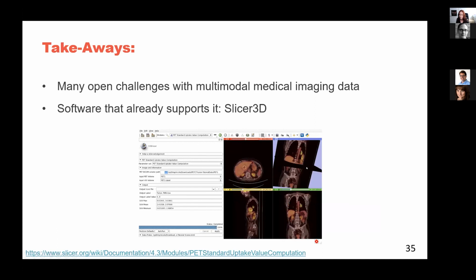There are many open challenges with multimodal medical imaging data and also the combination of other medical data and biological data that is out there. And there's some software that already supports it. So Slicer3D does a pretty good job of it. And you can read more about it, also if you're looking into PET-CT, for example, in the link below.